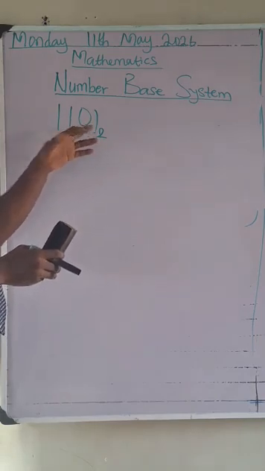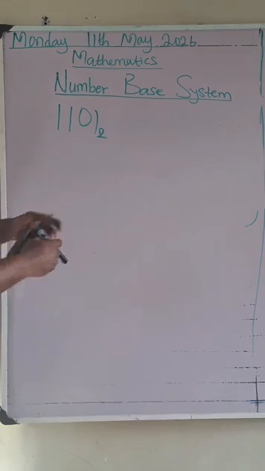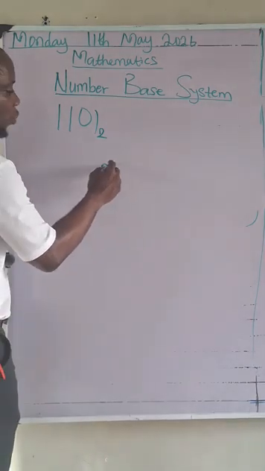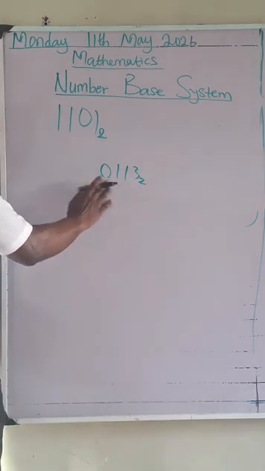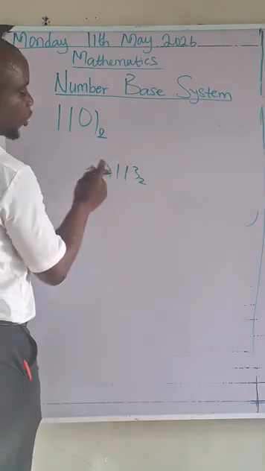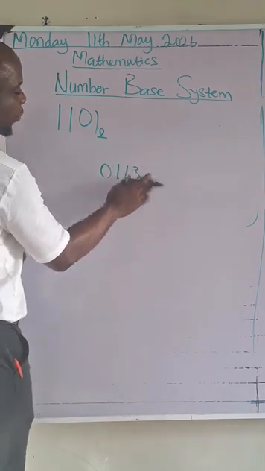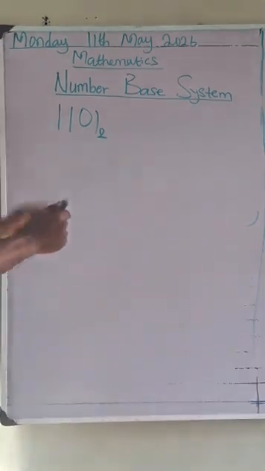There's nothing like 2, 3, 4 in binary. So it means that in binary you cannot see something like 0, 1, 1, 3. No, this is not binary. This is not a number in binary because binary contains 0 and 1, not 3. Okay, so how do you convert this number?